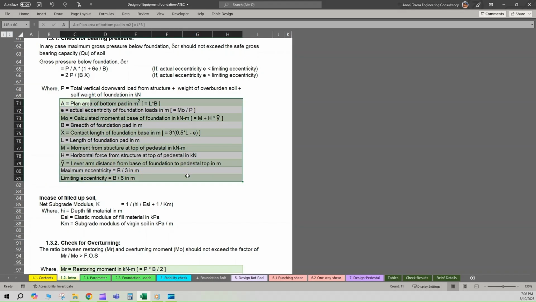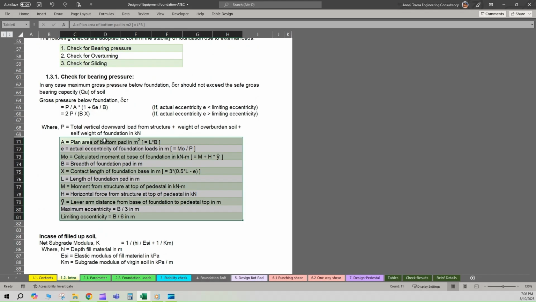These are the major parameters required to calculate the bearing pressure at the base of the soil and check this base pressure against the soil bearing capacity. If the soil bearing capacity is higher than the calculated bearing pressure at the foundation due to the external force, then we can call the foundation safe for bearing pressure.